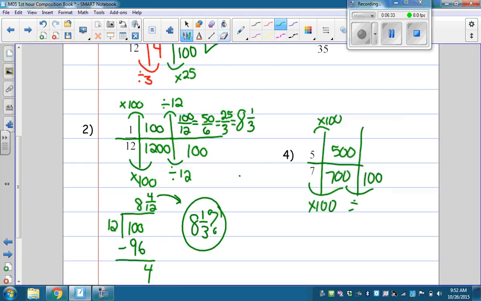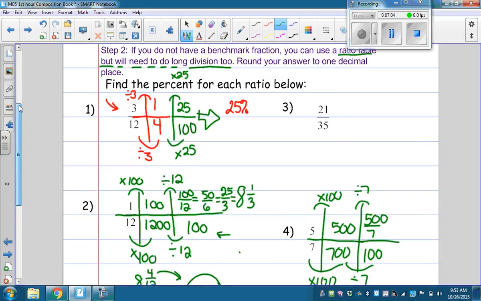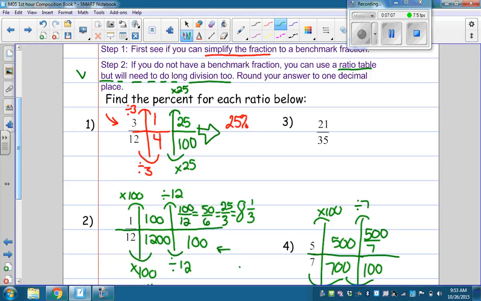So divide by 7, because you want the bottom to be 100, because you want per 100. So over here, I divided by 12 because I had 1200. So if I divide 1200 by 12, I get 100. Here I only have 700, so I'm going to divide by 7. The ugly part is I have to do it up here. So I'm just going to use a fraction bar to represent division. That's my first step. If you looked at the steps at the top of the page, sometimes you need to do long division too.